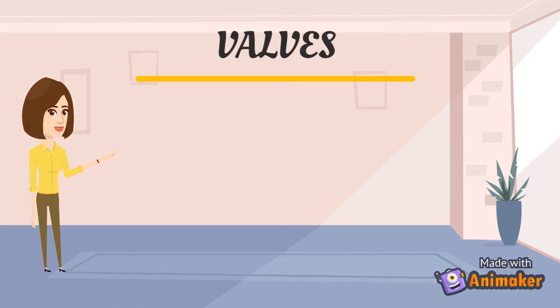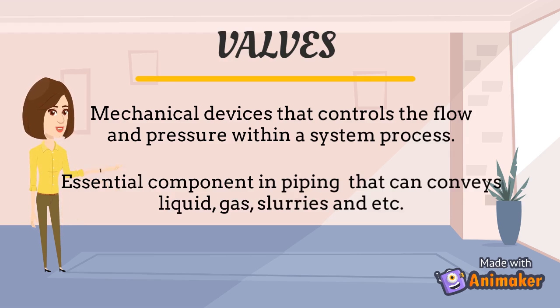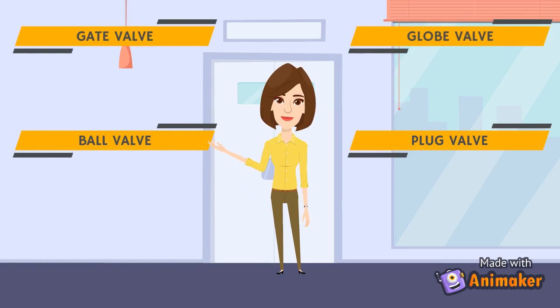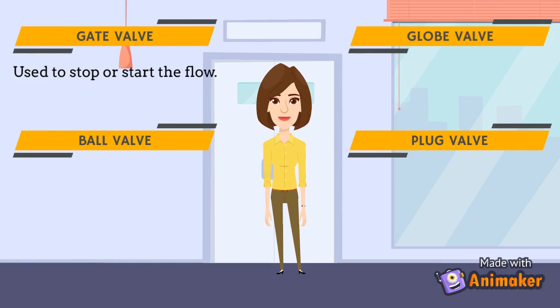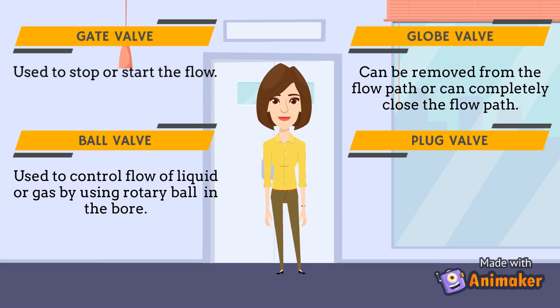Next, I will explain about valve. Valve is a mechanical device that controls the flow and pressure within a process. Valve is also an essential component in piping system that can convey liquid, gases, slurries and others. These are examples of valve: gate valve, ball valve, globe valve, plug valve.